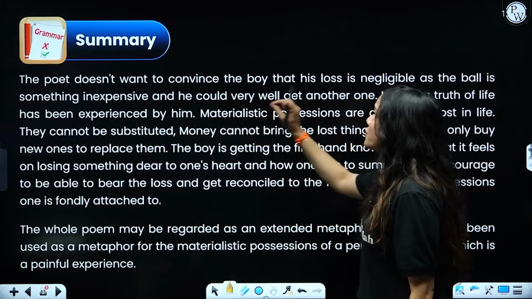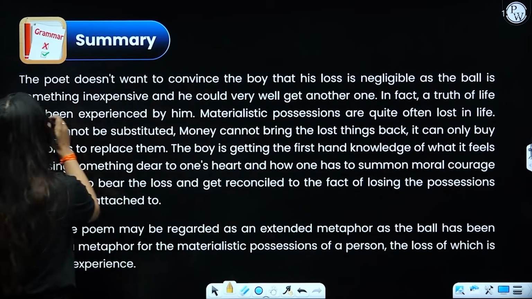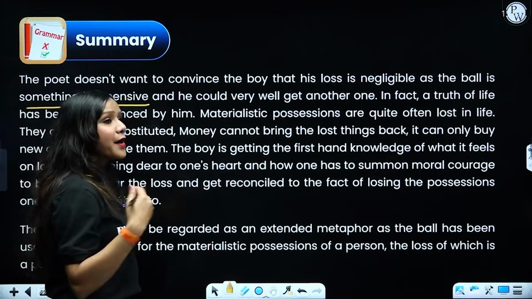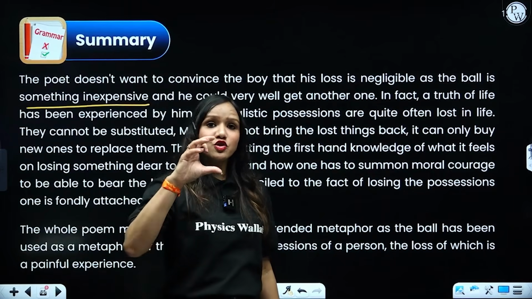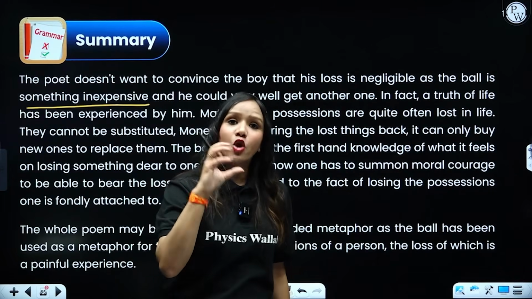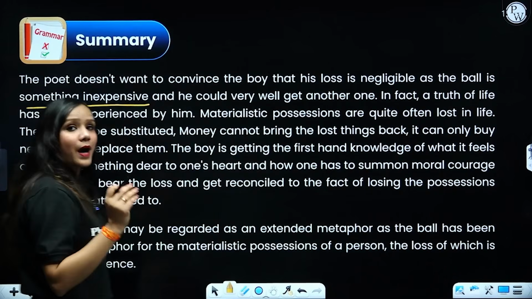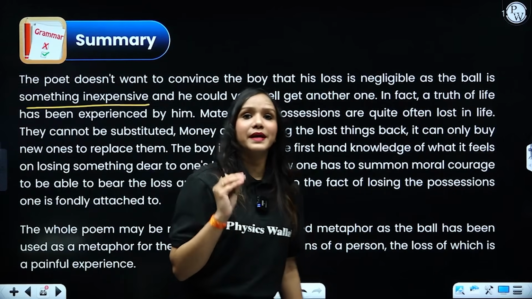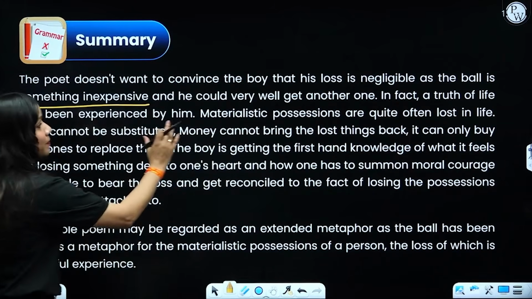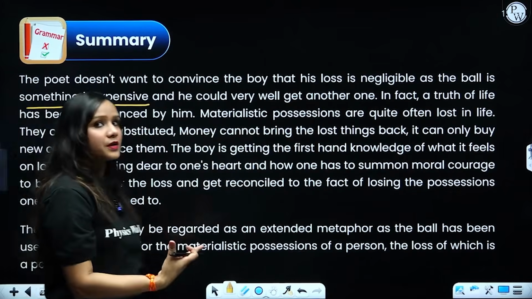The poet doesn't want to convince the boy that his loss is irreparable; his loss is negligible, as the ball is something inexpensive. And why is the ball inexpensive? He was not just talking about that physical ball, that physical thing. He had those memories attached to the ball, right? That's why I told you that the ball becomes a symbol, a metaphor in his life, right? So materialistic possessions are quite often lost in life. They cannot be substituted, right?